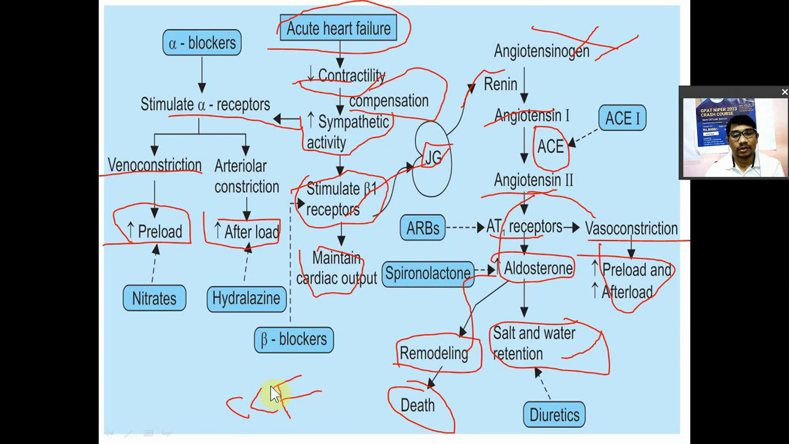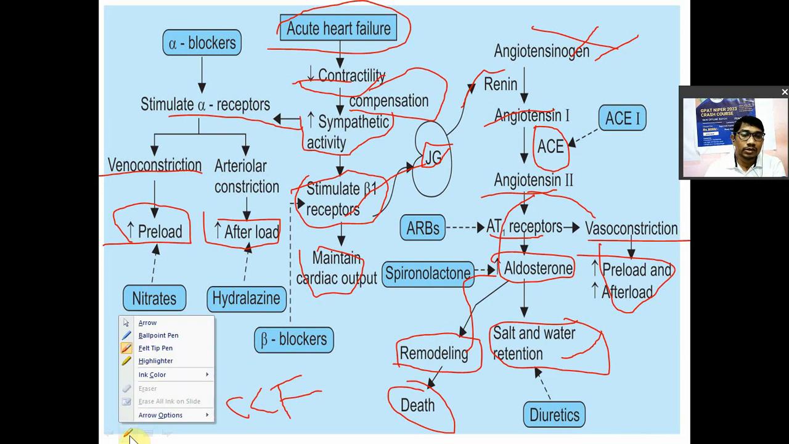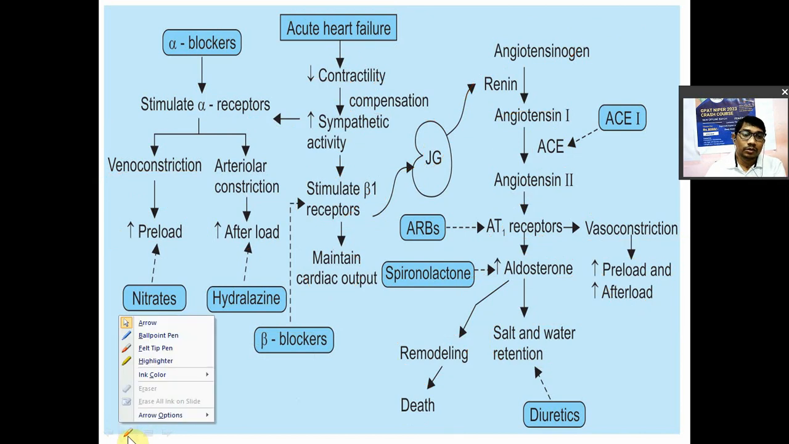अगर एंजियोटेंसिन 2 नहीं बना तो वैसोकंस्ट्रिक्शन नहीं होगा, मतलब पेरिफेरल रेजिस्टेंस और प्रीलोड आफ्टर लोड डिक्रीज हो जाएगा. और ये एंजियोटेंसिन सेकंड इसको स्टिमुलेट करता है, आपको मालूम है. ये बना ही नहीं तो अल्डोस्टेरोन को स्टिमुलेशन नहीं होगा ना. एंजियोटेंसिन सेकंड क्या करता है? वैसोकंस्ट्रिक्शन करता है बाय एक्टिंग ऑन AT1 रिसेप्टर.